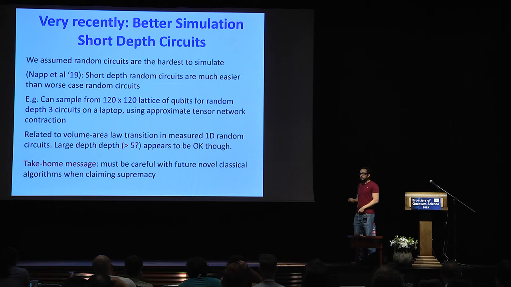Okay, so there is something interesting that happens: there is some hidden structure that you can use to simulate them better. For example, just practically speaking, in terms of what we could achieve, if you have a 120 by 120 lattice, so about 10 to the 4 qubits, a lot of qubits. But now instead of the depth being 2n, the depth is just 3.